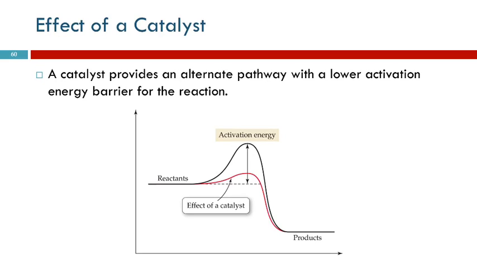So that's what a catalyst does for a chemical reaction. It gives an alternate pathway that has a lower activation energy. So now imagine somebody standing here hitting golf balls.